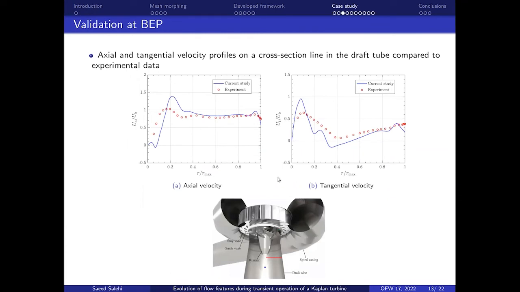Validation. We have validated with the experimental data at the stationary condition. You are now seeing the profile on this red line here. This is the axial velocity, this is the tangential velocity. Of course, there are some disagreements, especially around the center of the draft tube, but this is very common, and almost all of the numerical studies in the literature that assessed this specific test case reported such differences. So it is possible that the experimental data also has some errors.